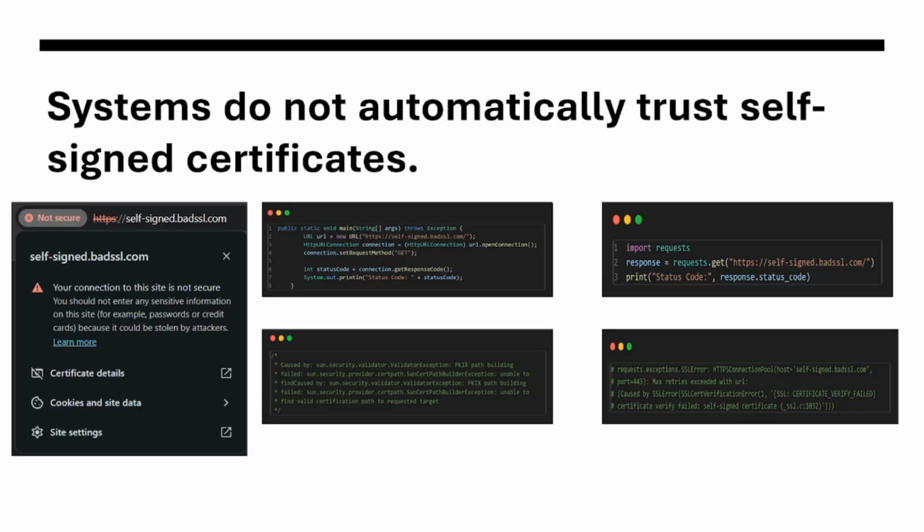Why are self-signed certificates not trusted by default? Your operating system, browser, Java runtime, and Python all maintain a trust store which contains a list of approved certificate authorities. Since a self-signed certificate is not issued by a trusted CA, it does not exist in the system's trust store. That's why you see errors like certificate is not trusted, self-signed certificate in certificate chain, unable to verify the first certificate, SSL handshake exception, PKIX path building failed. This doesn't mean the certificate is wrong, it just means your machine doesn't trust it yet.